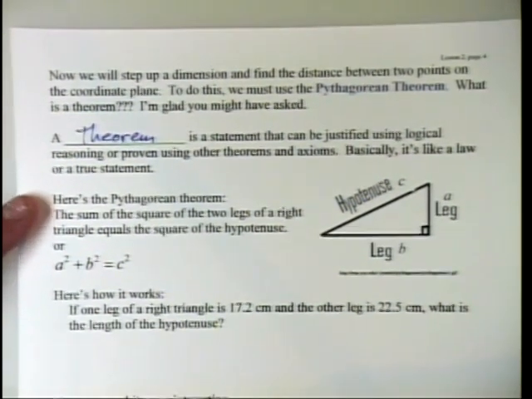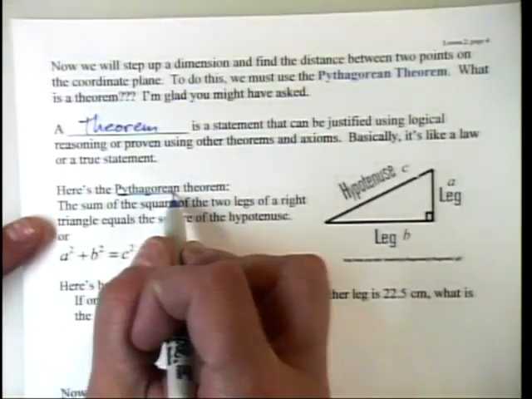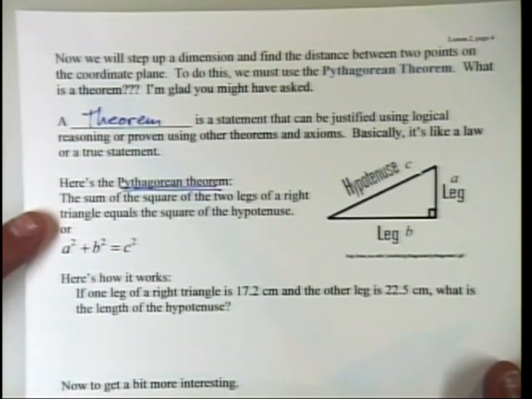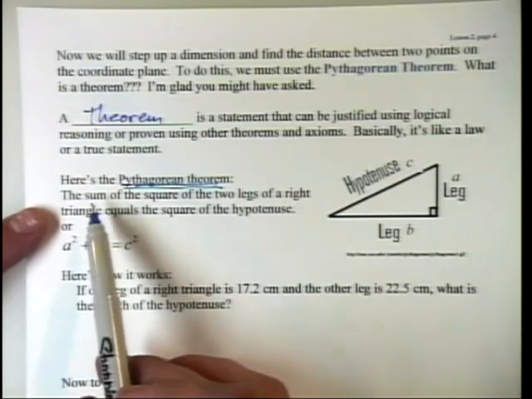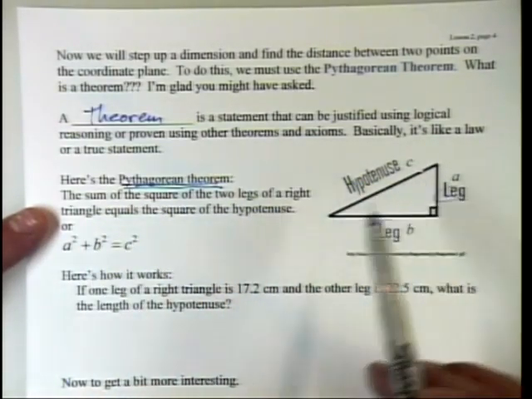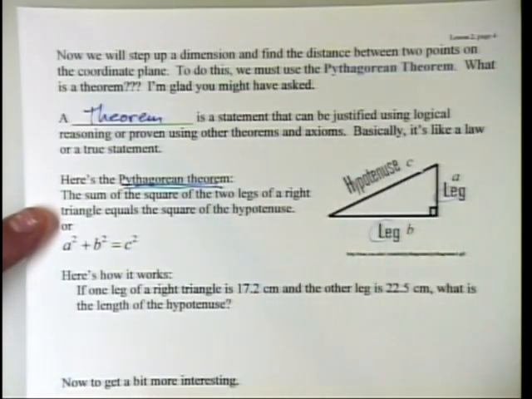Basically, it's like a law or a true statement. Now, the Pythagorean theorem is one of the breakthrough theorems in all of mathematics. We'll talk about that later on in another episode. But basically, it says the sum of the square of two legs of a right triangle, leg 1, leg 2, equals the square of the hypotenuse.